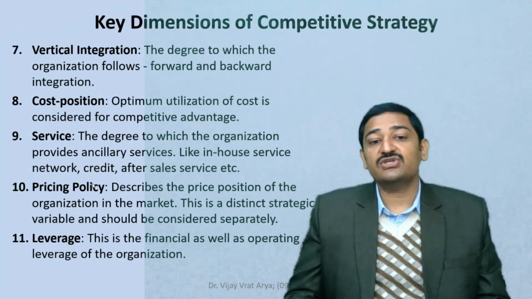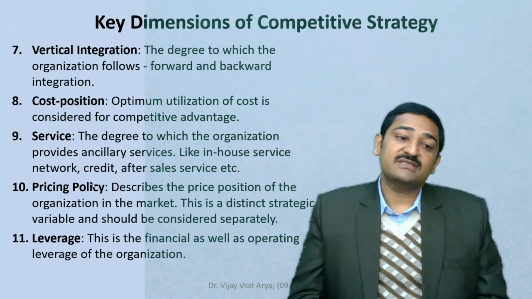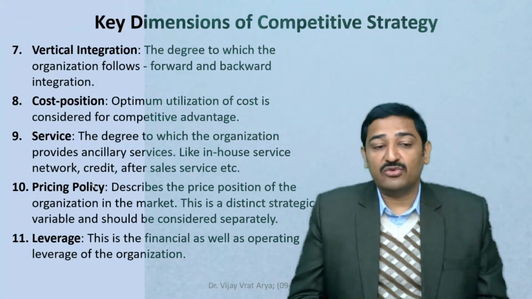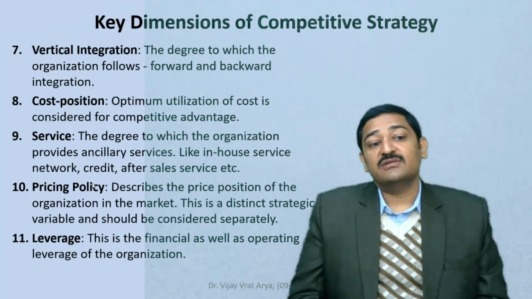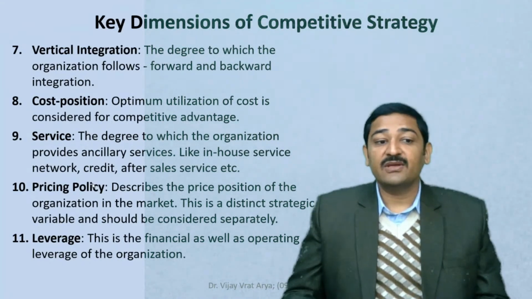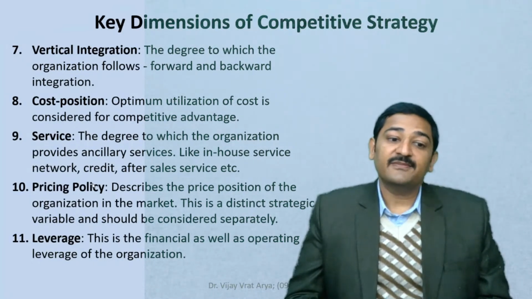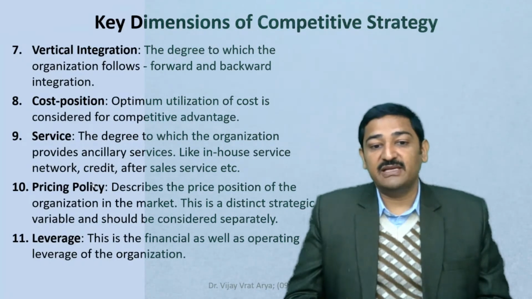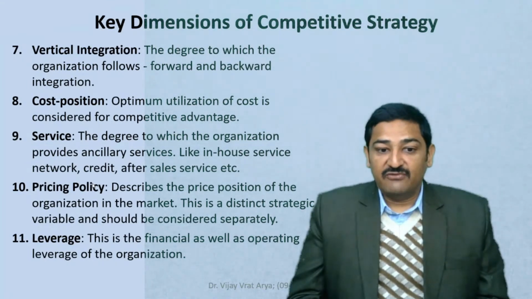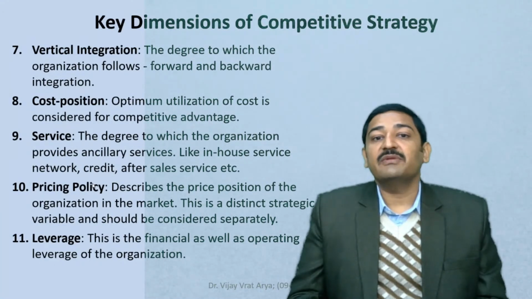It is the degree to which the organization provides ancillary services like in-house service network, maybe the credit, maybe after-sale services, maybe many more. The next dimension is the pricing policy, which describes the price position of the organization in the market. This is a distinct strategic variable and it should be considered separately. And the last but not the least is the leverage, which can include the financial, operational leverage, or maybe the combination of both.